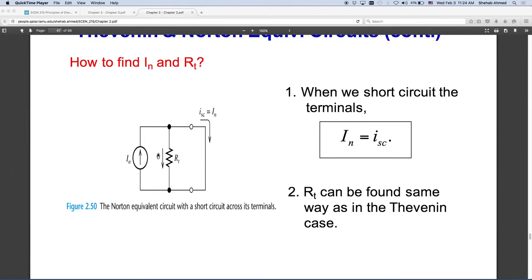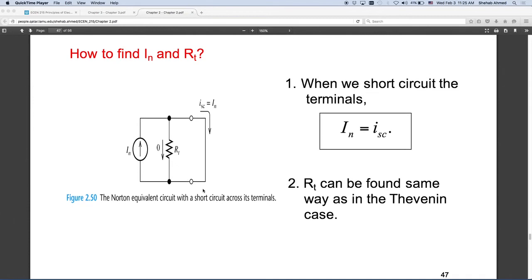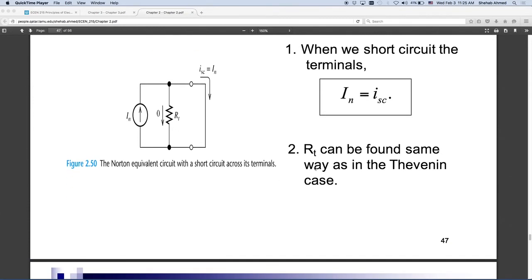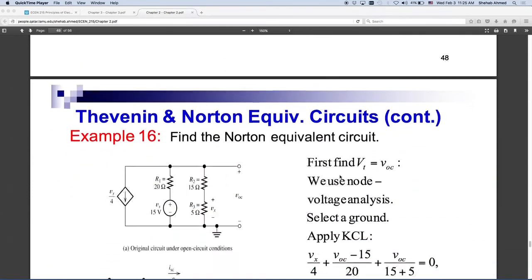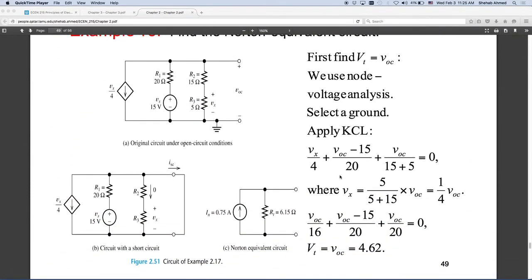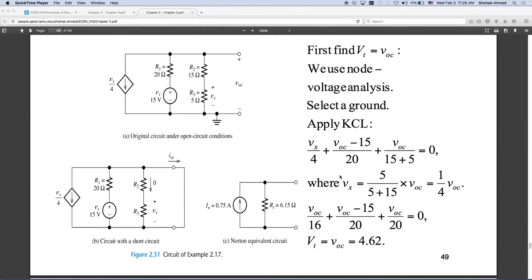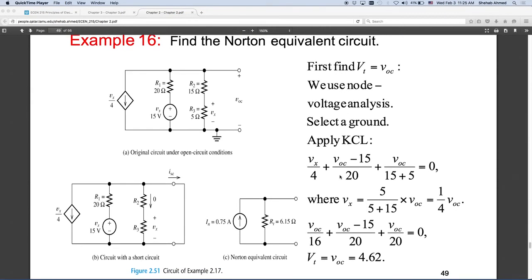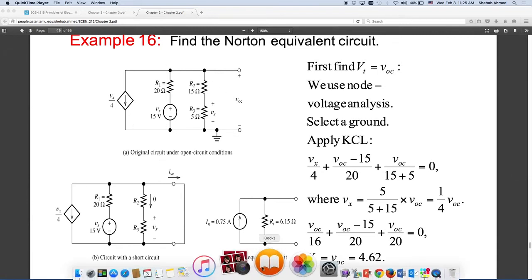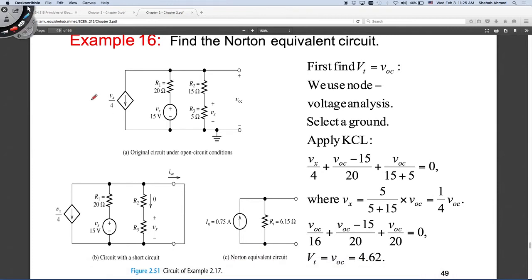As we were saying, the Norton current in the current source here is nothing but the short circuit current that our circuit in the black box is producing. And RT can be found the same way as in the Thevenin equivalent circuit. We described the process, and we will just go straight to an example. The example says, find the Norton equivalent circuit for this big box here. I have a big box, inside which I have a circuit.